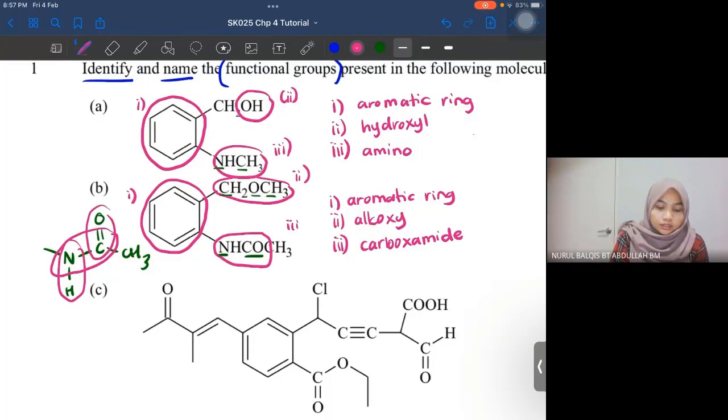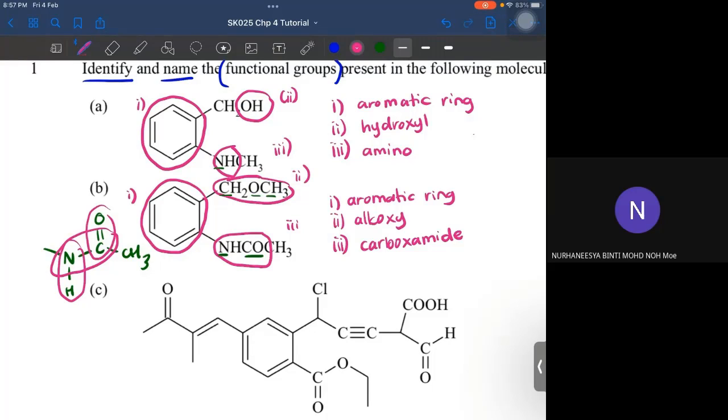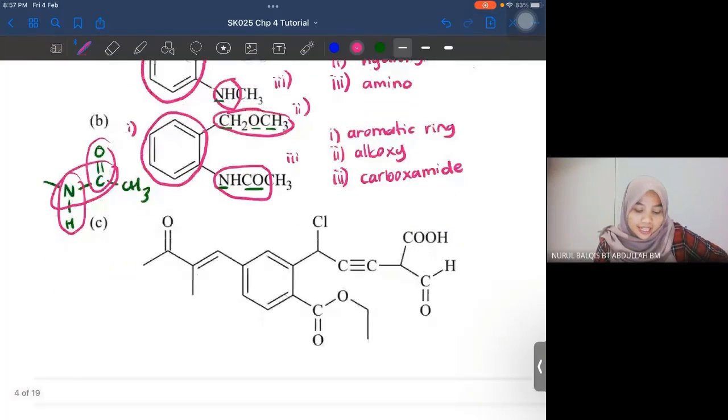Same goes to this one. Yang ni pun tak payahlah ambil CH3 tu. Saya nak fokus pada ni. Tapi tak salah lah sebenarnya. Cuma saya nak awak buat yang sepatutnya je. Yang alkoxy kita kena ambil semua lah kan, sebab COC, letak sekali. Betul Miss. Okay, right. Next one.